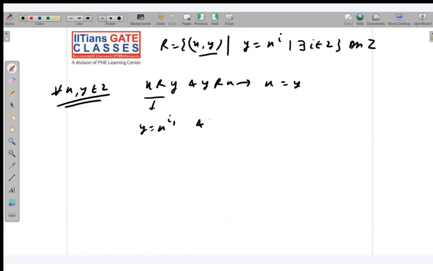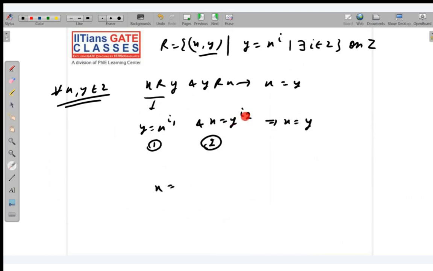And y is related to x means what? x is equal to y power i2. So when both are true, our conclusion should be x is equal to y. Consider this as 1 and this as 2. It's your wish whether you want to solve in terms of x or in terms of y. For example, we try to solve in terms of x first. So please let me know what will be the x from 1 and 2.